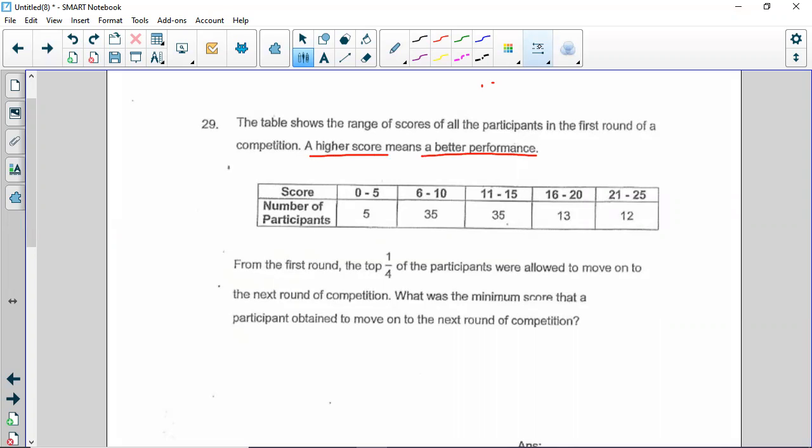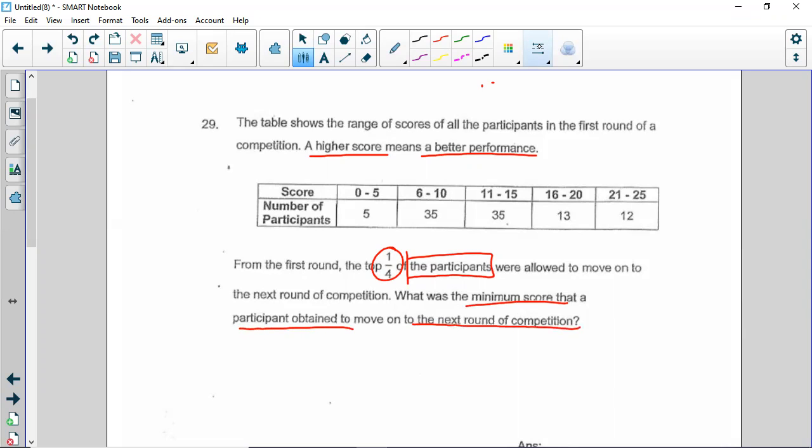For the first round, the top 1/4. What is this fraction talking generally about? It's talking generally about the participants, which is all the participants. So 1/4 will be allowed to move on to the next round. So what was the minimum score that a participant obtained to move to the next round?